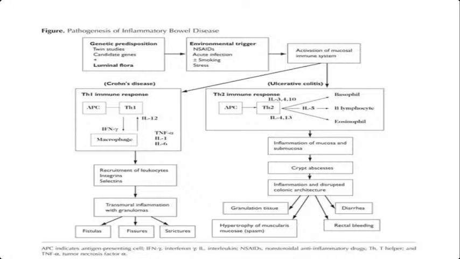Whereas for ulcerative colitis, you end up with crypt abscesses, inflammation and disruption of colonic architecture, generally a mucosal disease, whereas in Crohn's disease, you end up with a transmural inflammatory process.